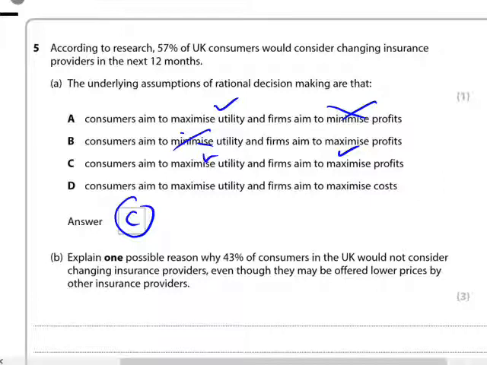The last one looks like it might be right. Consumers aim to maximise utility. Yes, there's the word maximise. Firms aim to maximise costs. No, they don't. So there's only one when you analyse it like that.